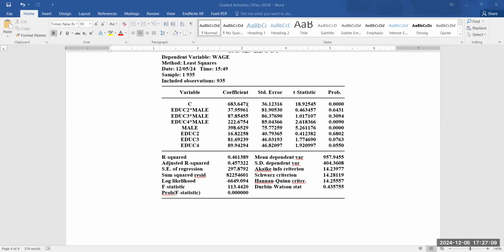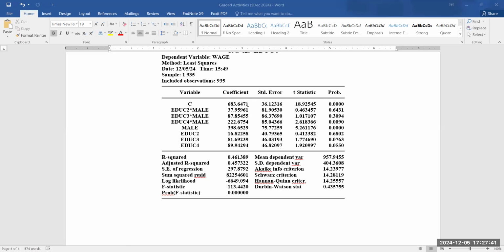The general conclusion and the key insights from this model number 3 are the following. Number 1, gender significantly impacts wages, with males earning a substantial premium compared to females with the same level of education. So if both male and female join a job with the same education level, the male will be earning relatively more than the female, which clearly indicates gender discrimination at the workplace.